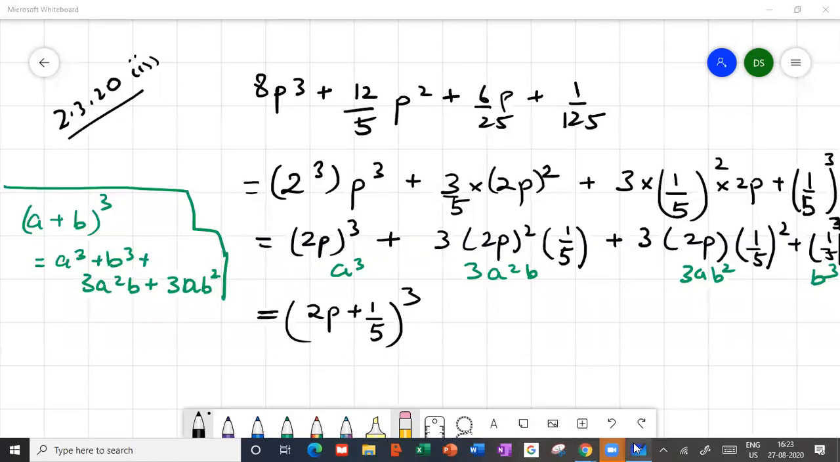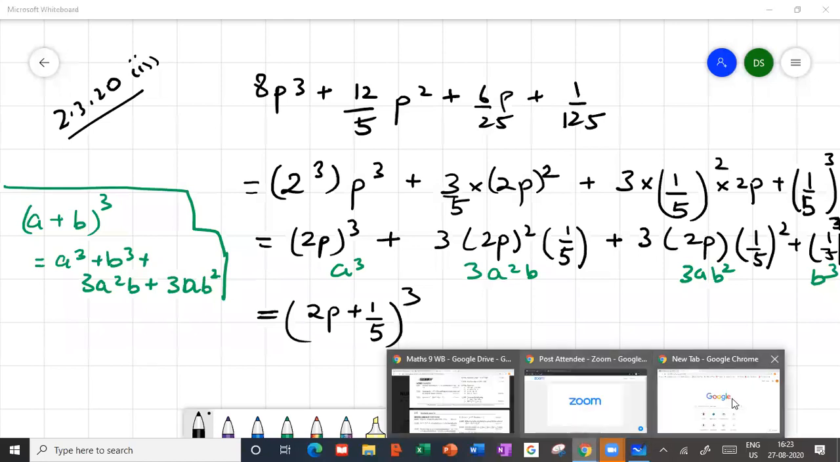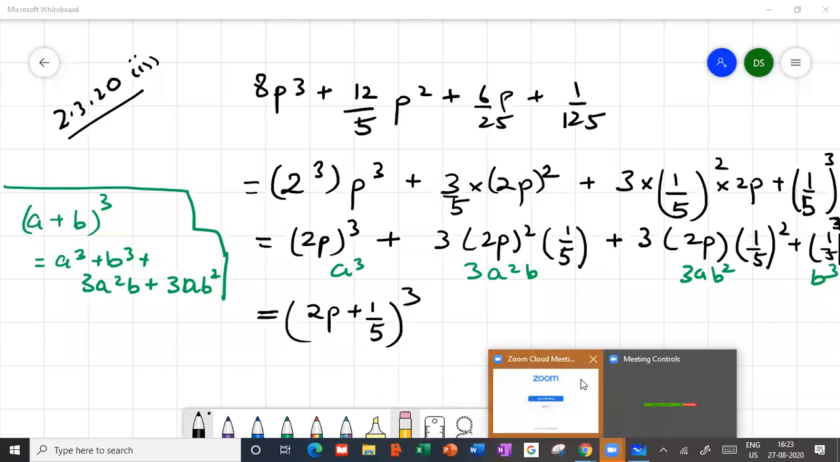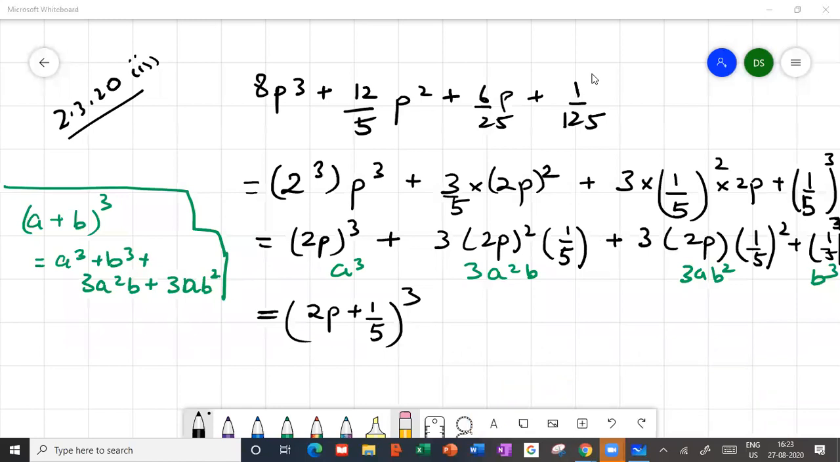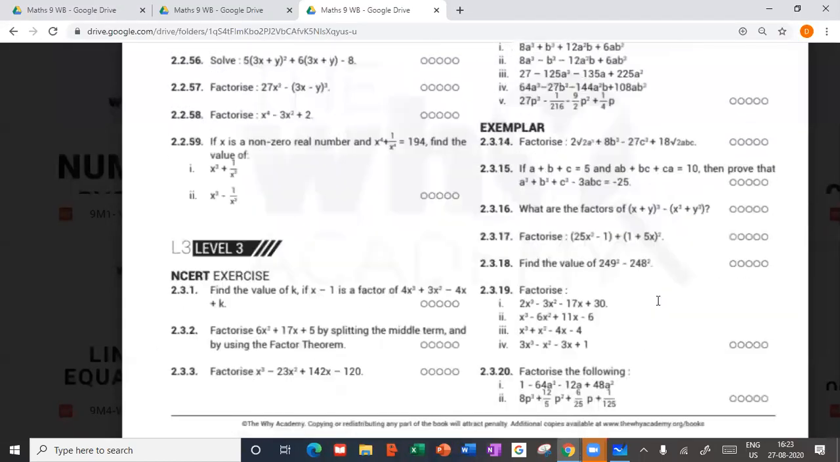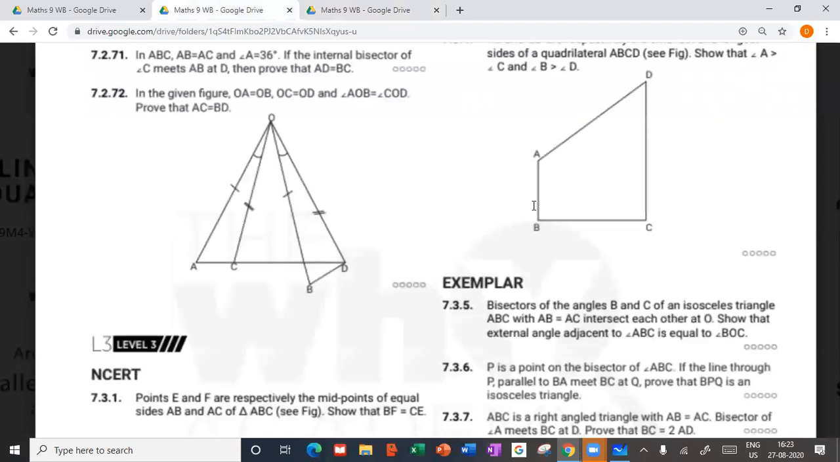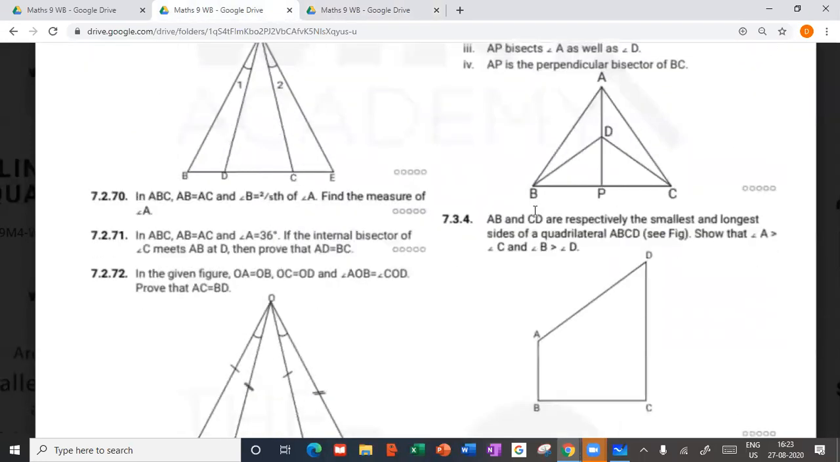I'll be back. Hello again. Did you all solve the questions? Yeah, miss. 1, 2, and 3 done. Oh, 3 also done. Awesome. What about the rest? Done. Okay, shall we see the fourth question together?